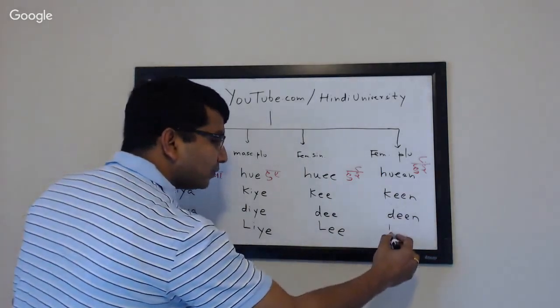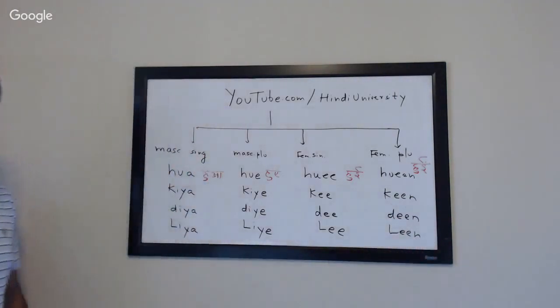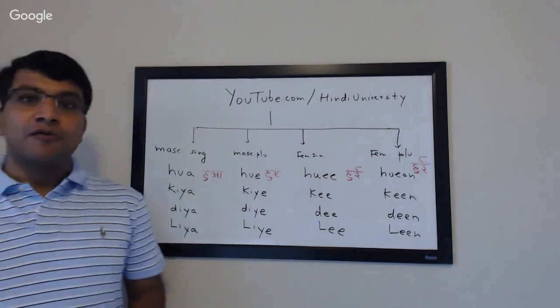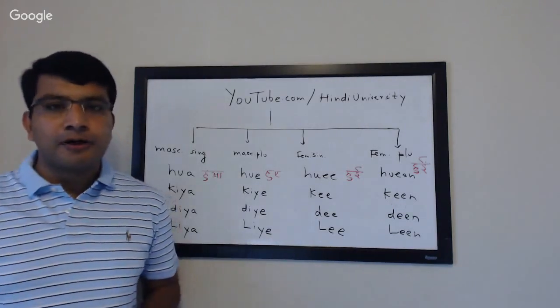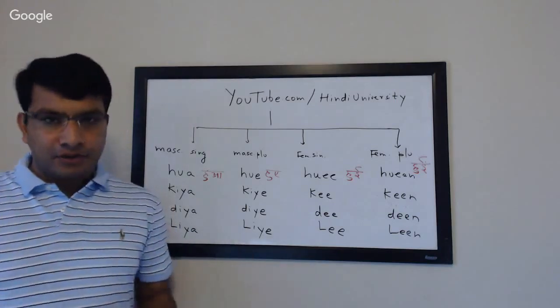And for feminine plural, it's Li. Okay, so you can have this structure or this table ready for your reference whenever you're brushing up your concept for irregular verbs in Hindi. It's a very good table for reference.